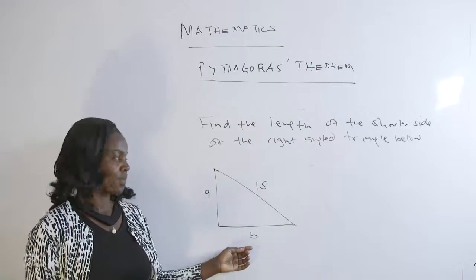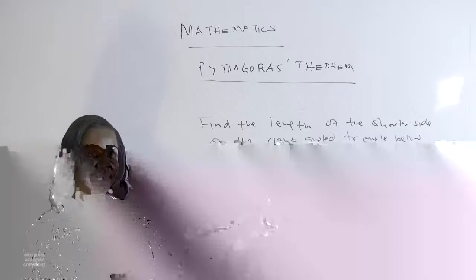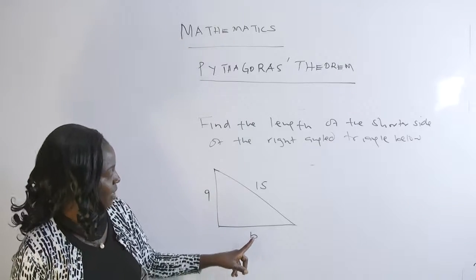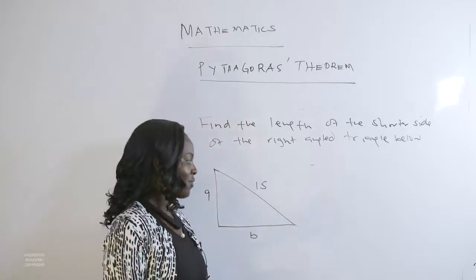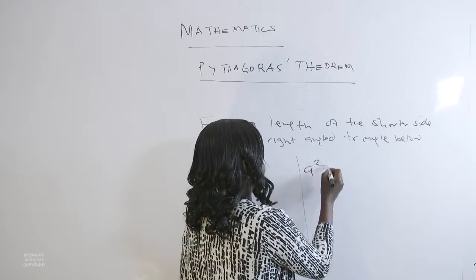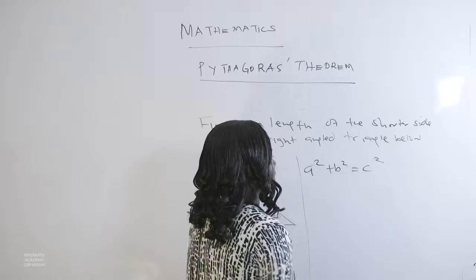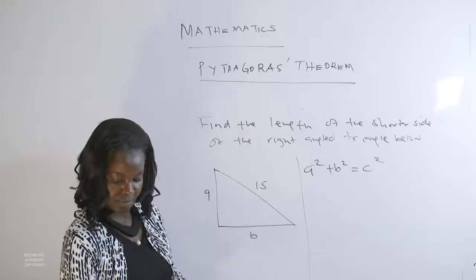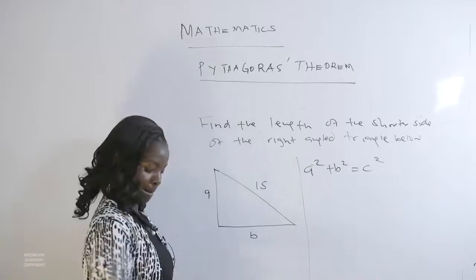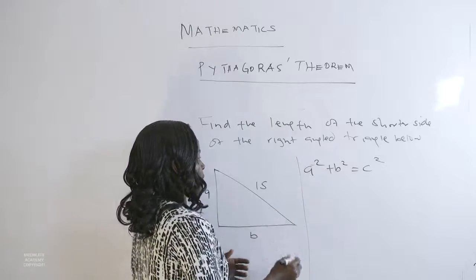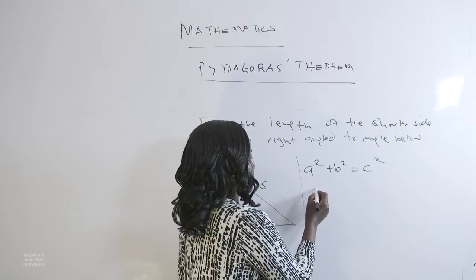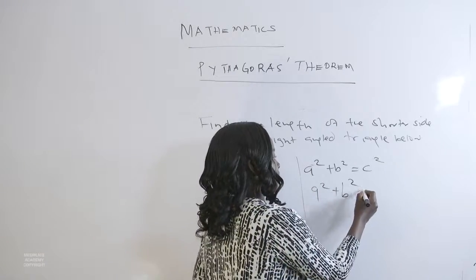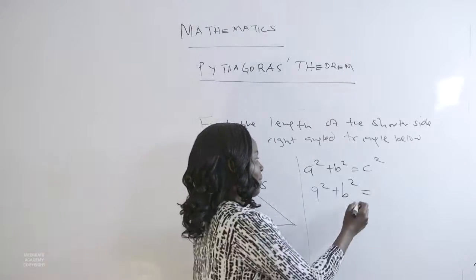So this time round, we know A, we know C, B is unknown. You're told to determine the length of B. So we will still use our formula. A squared plus B squared will give us C squared. So our A is 9, B not known, our C is 15.